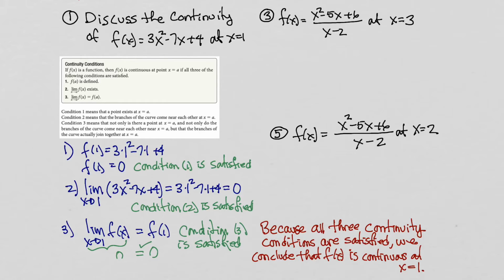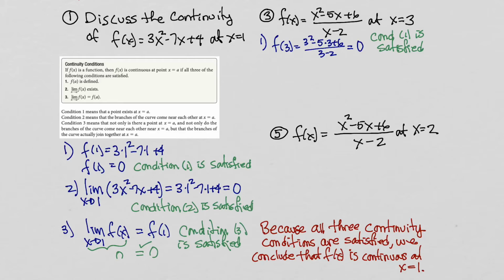Let's move on to problem 3 here. Let's look at condition 1. Condition 1 says f of a is defined. So if we put in 3, is this defined? Let's try this. f of 3 is equal to 3 squared minus 5 times 3 plus 6, over 3 minus 2. And this computes to 0. So condition 1 is satisfied.